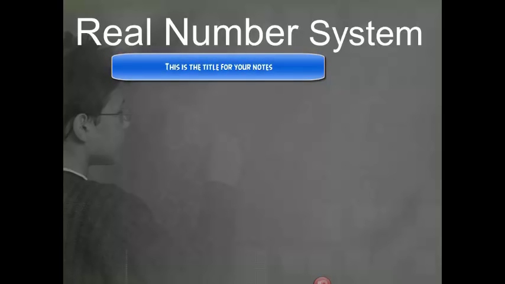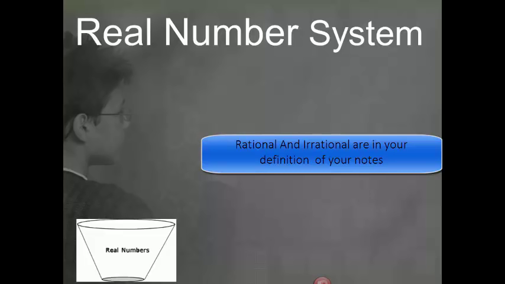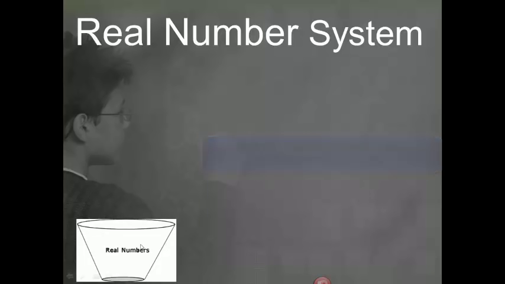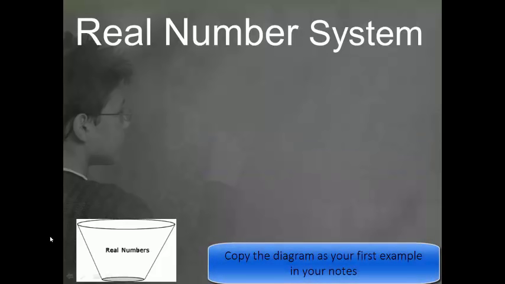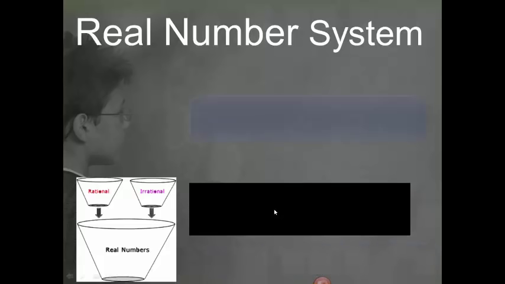Alright, today we're going to talk about the real number system. The real number system is made up of actually three parts. Two of the parts we're going to talk about today, and those are rational and irrational numbers. Now, when you're dealing with the real number system, you have a lot of different numbers that go into different places. The first thing we're going to talk about is the rational and irrational.